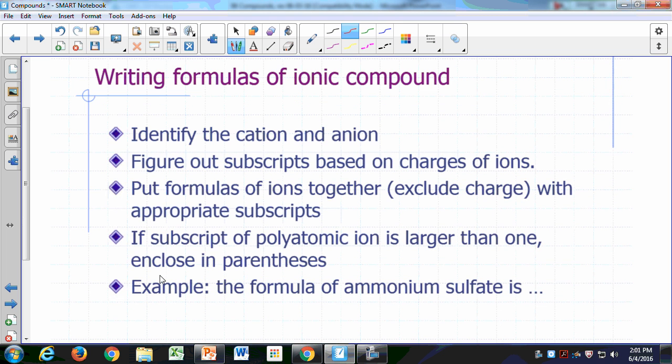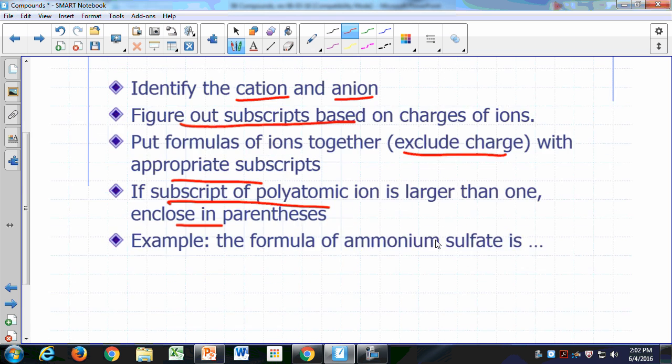How do you write formulas of an ionic compound? If I gave you the name of an ionic compound, you should be able to tell me that it is ionic just based on the name. You look for a metal in the first part of the name, or ammonium. You should be able to identify the cation and the anion. The first word is going to be the cation, and the rest of it would be the anion. Now you figure out the subscripts based on the charges of the ions. Then you put the formulas of the ions together, exclude the charge, and put the appropriate subscripts. Like I said, if the subscript is larger than 1 for a polyatomic ion, you have to enclose it in parentheses. So let's look at ammonium sulfate.